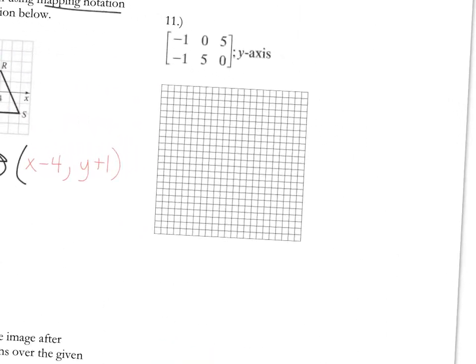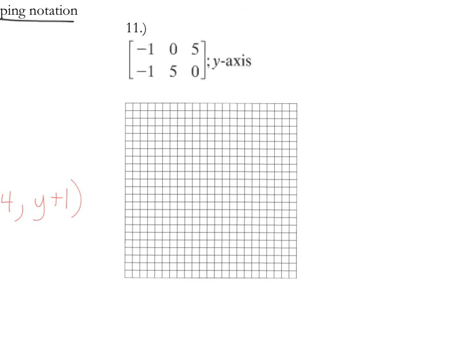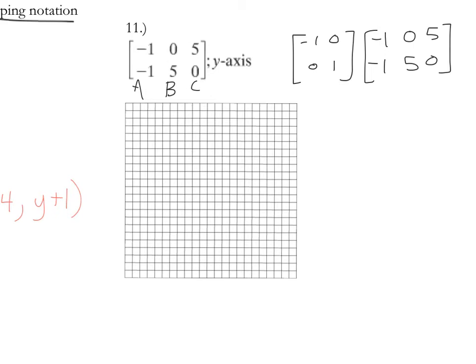And over here, this time we're going to reflect it across the Y-axis. So again, you got A, B, C, and you're going to graph it. You go to your matrix sheet, and it says Y-axis is this matrix. You put this on the left-hand side. Negative 1, 0, 0, 1. And you rewrite your original matrix. Negative 1, 5, 0. And I'm going to do the matrix multiplication on that. So it's negative 5, negative 1, 5, 0. So this is your A prime, B prime, C prime.